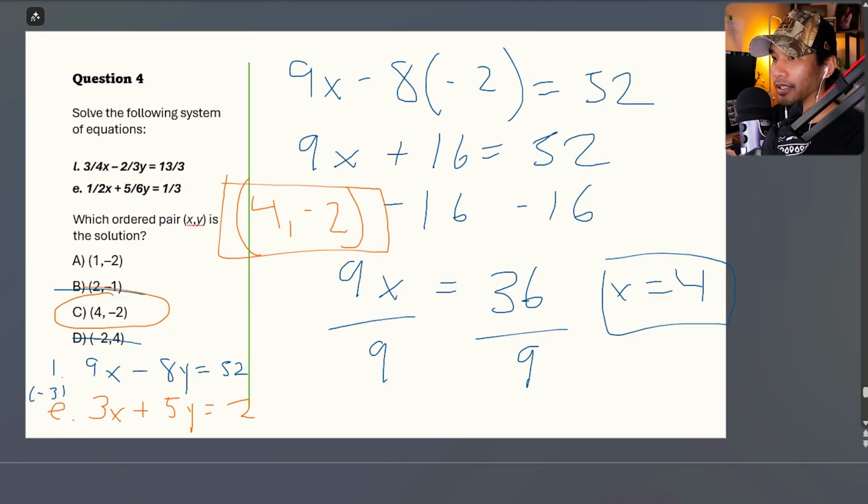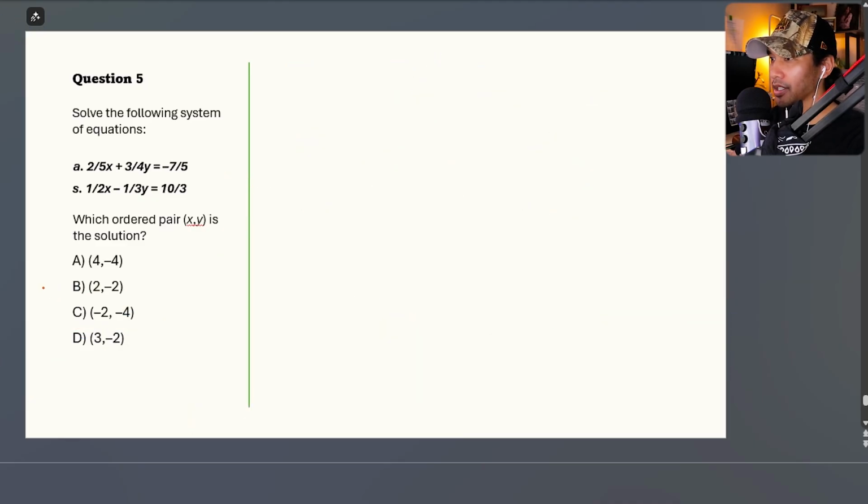Okay, next question, question 5. Again, we would find the least common denominator. In this case, I already see it. It's 20. And over here, it's going to be 6.